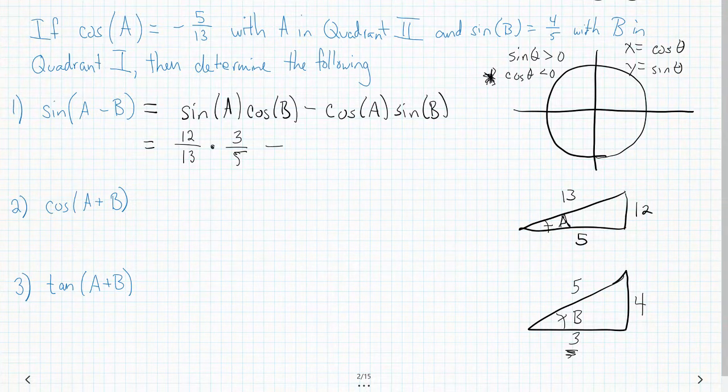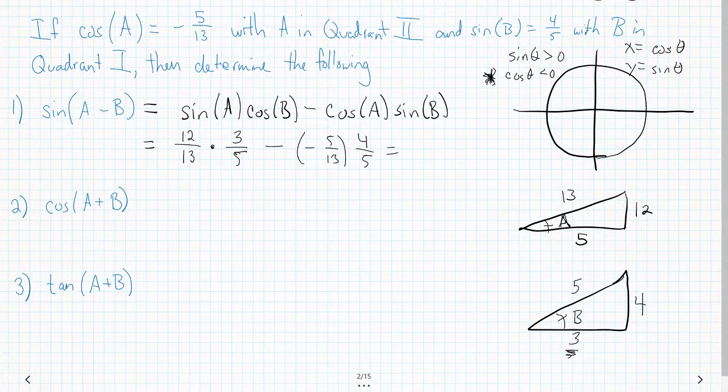So in the other case, cosine of A, what's cosine of A? Well, we already have that. That's negative 5/13, and the reason it's negative is that it's in the second quadrant. That's what tells us cosine's negative. Keep that in mind for later on down the road. And then sine of b, what's sine of b? Well, we already have that as well. It's 4 over 5.